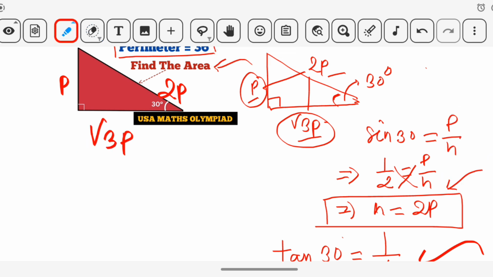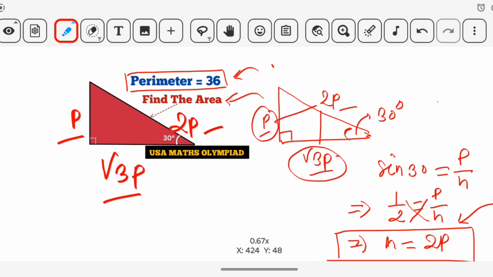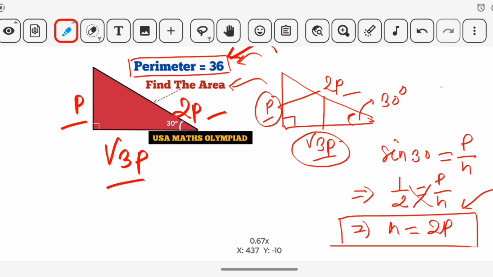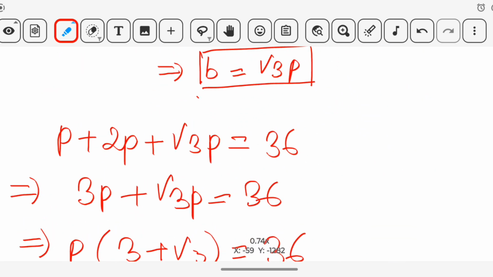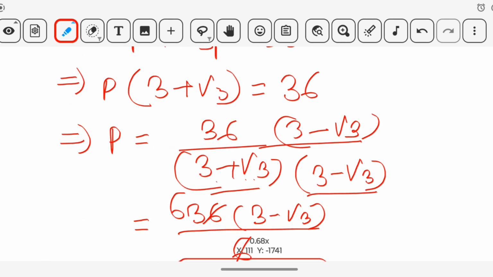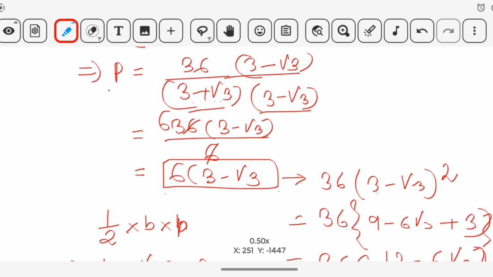So now we have calculated everything in terms of p. This is 1p, this is 2p, and this is root 3p. Then we used the formula of perimeter because the perimeter is given. So p plus 2p plus root 3p equals 36, the perimeter. And then we calculated the value of p.